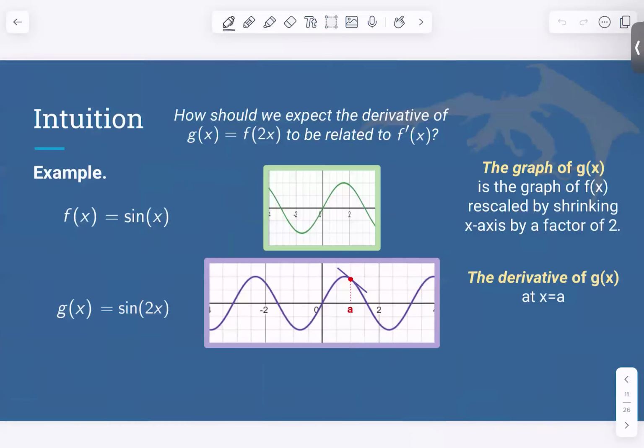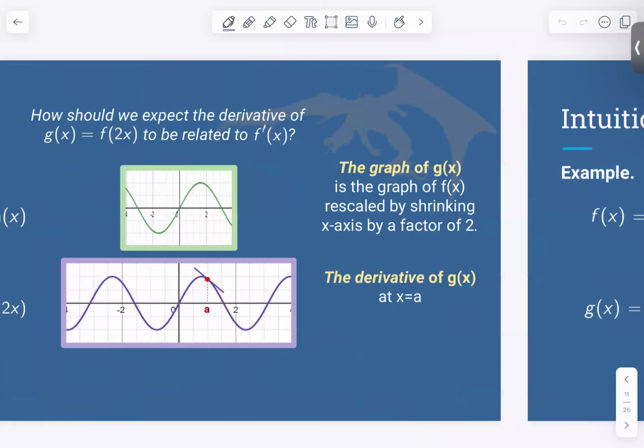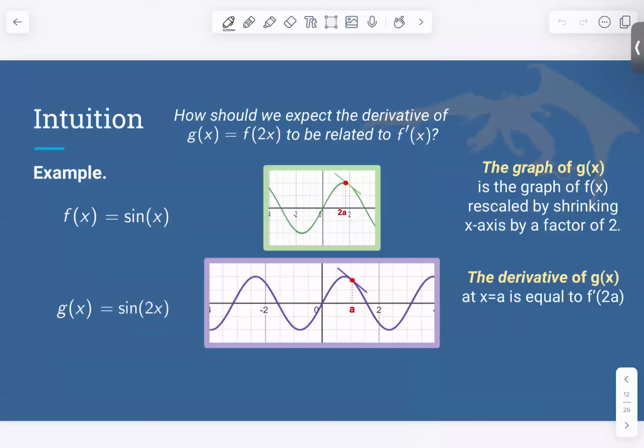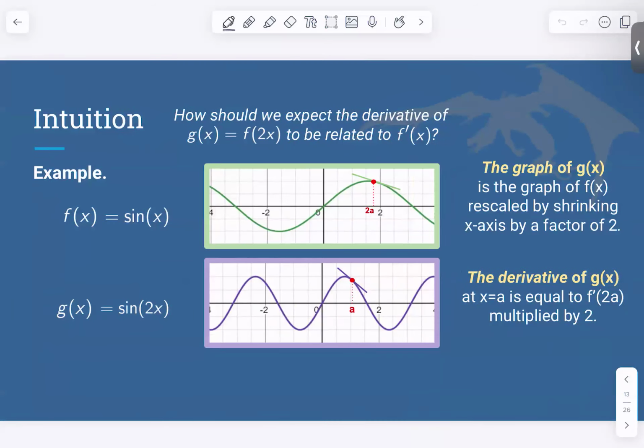So if you're looking at that graph, the derivative of g of x at a value a, okay, if you take that sine, the top one, and shrink it, then it should give you exactly what you would expect. So the derivative of g of x is equal to f prime of 2a. So it means that with that shrinking of whatever that composite function is, you also have to take that derivative. Okay, but you want to take one at a time of what we're doing with that.